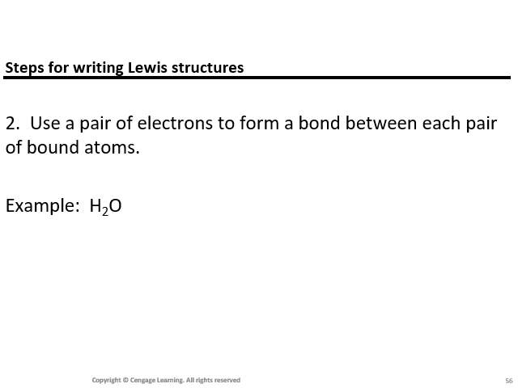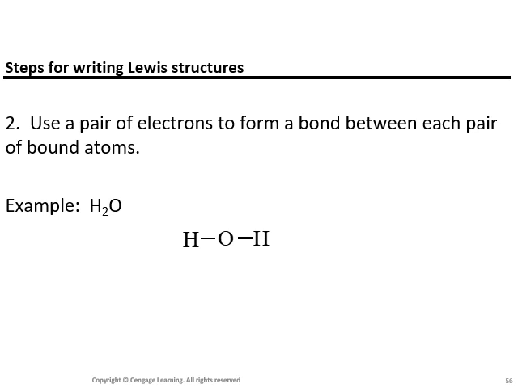And realize that when you draw each line, you're using two electrons. So you're going to wind up with 4 electrons that you used to draw those two lines, but you started with 8, so you still have 4 left over. Next slide. So here we see that we've used 4 of those 8. So we started with 8 electrons and we've used 4. That means we have 4 left.